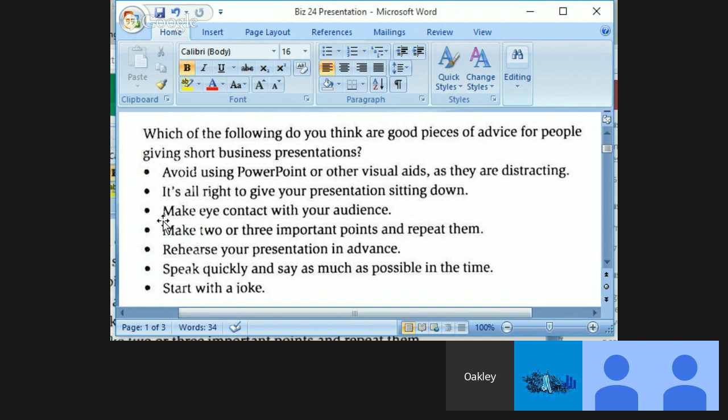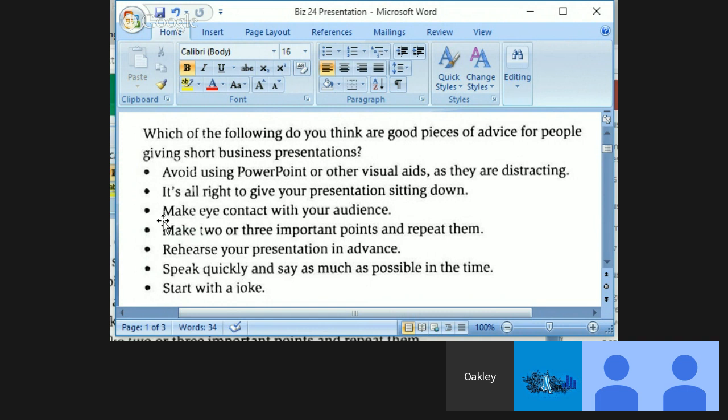Okay. Herman, third bullet point. Yeah. Make eye contact with your audience. Good advice or bad advice? It's a good advice. Herman, there's no such thing as a good advice in English, and there's no such thing as advices. Advice is always uncountable in English. So you can say it's a piece of good advice. Okay. All right.